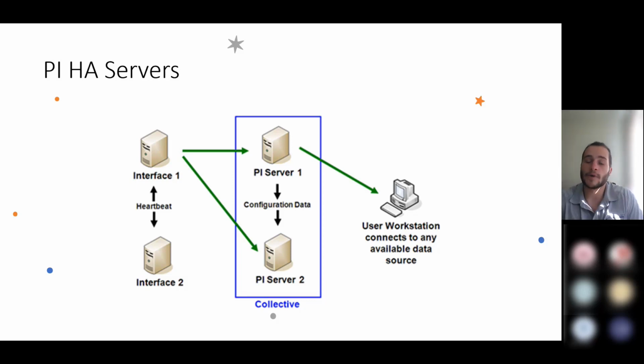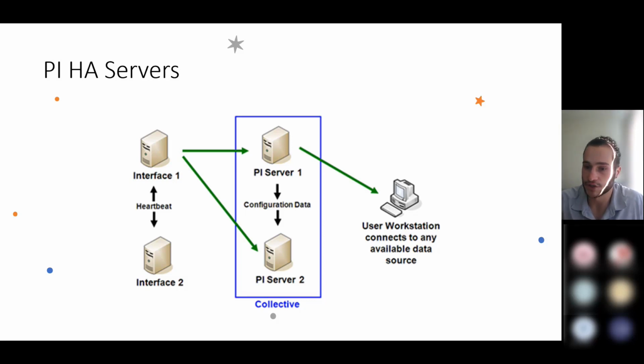And so what I mean by that is that you could have redundant configurations for specific components of your Pi server. Like you could have redundant Pi data archives or redundant Pi asset framework servers. You can even have redundant Pi visions if you wanted to as well. And it just depends on your need, right? You don't need to set up redundant high availability servers for your entire Pi system.